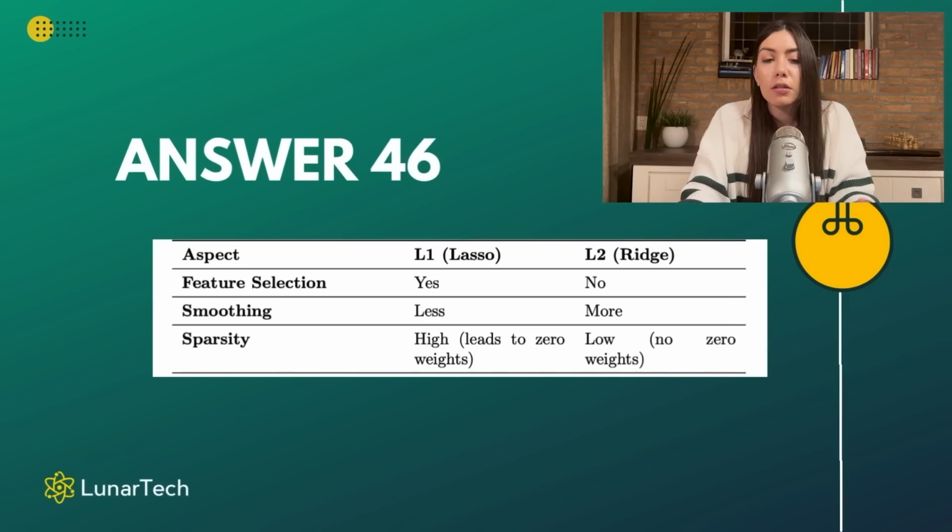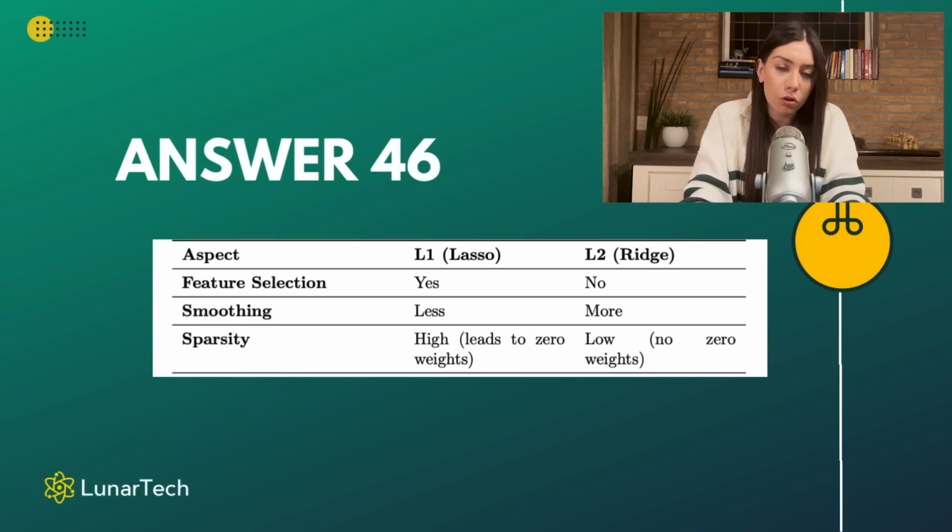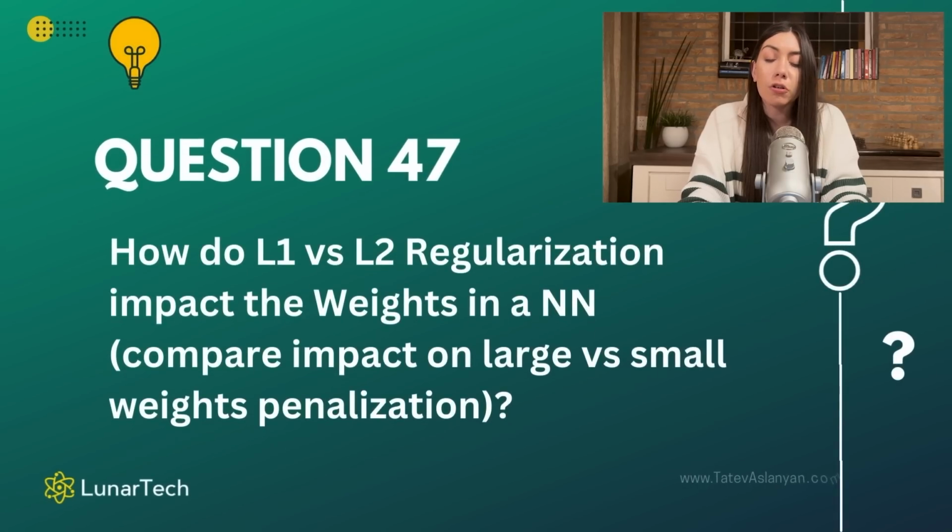So then finally, the sparsity aspect. When it comes to L1, the sparsity is high because the model also performs feature selection. It sets certain weights equal to zero, which means that it automatically performs feature selection, and it then reduces the dimension of the model and makes the network sparser. Whereas in the case of L2 or ridge regularization, the sparsity is low because the regularization process is not performing feature selection and it has no zero weights.